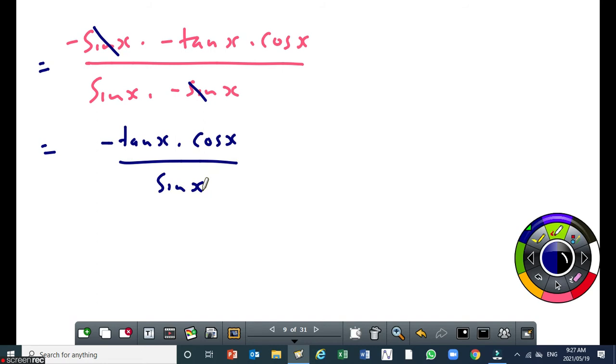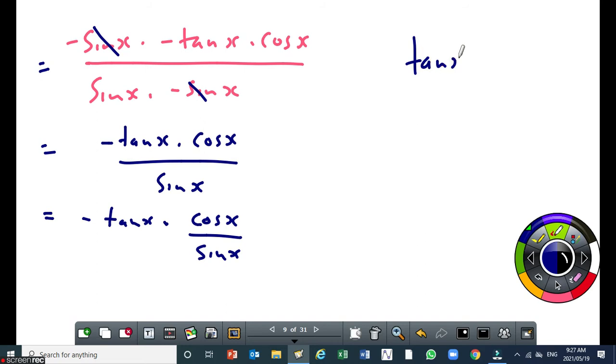Then we bring in knowledge of algebra. Your algebra is very important. That's the foundation of trig. So this becomes minus tan x times cos x over sine x. Why do you have to do this? Because there's multiplication in the numerator.